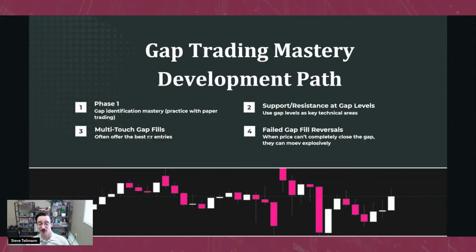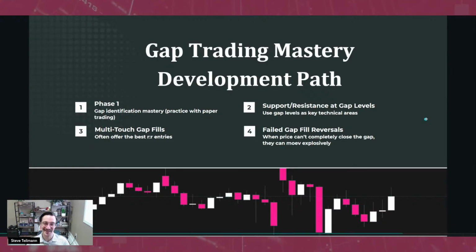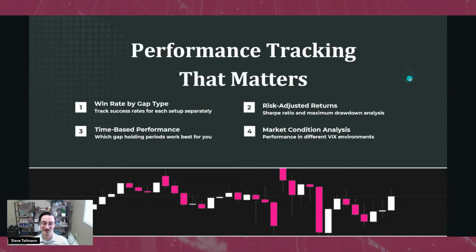And then we also have failed gap fill reversals, which is kind of what I mentioned, which is when price can't completely close the gap, they can move explosively. So yeah, just some stuff to keep in mind there for sure.